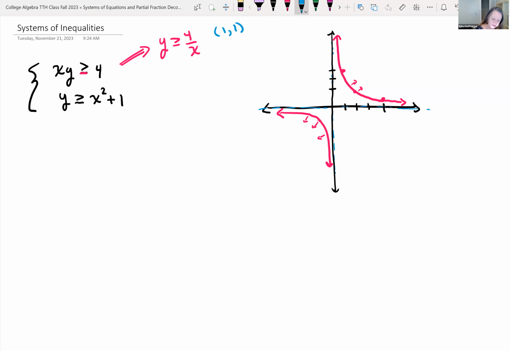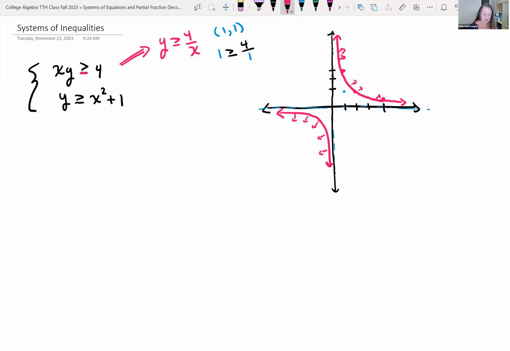Is that true or false? Is y, when y is 1, greater than or equal to 4 divided by 1? No, 1 is not bigger than 4. So this (1, 1) is not in the correct region to shade, and so I did choose the right area. It's going to be shading here. I'm just going to put my arrows, because I'm looking at places where both of my regions are shared, where they're both shaded in.